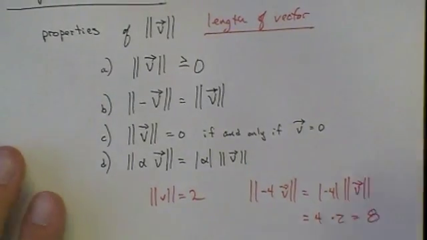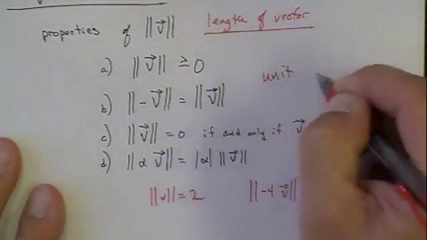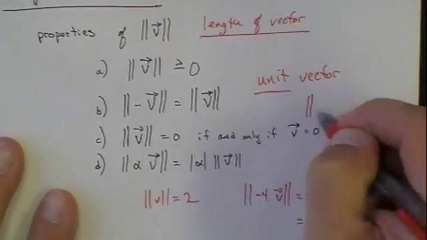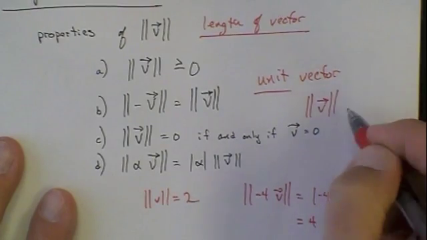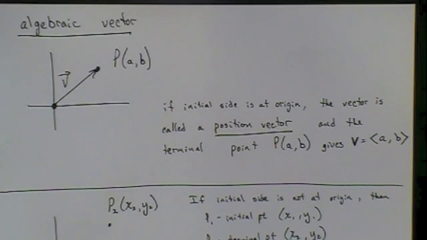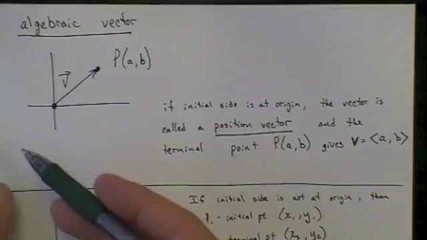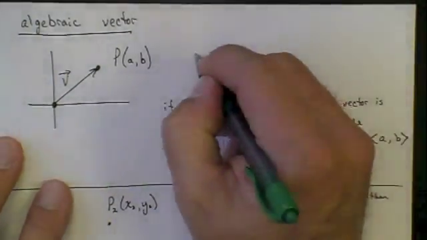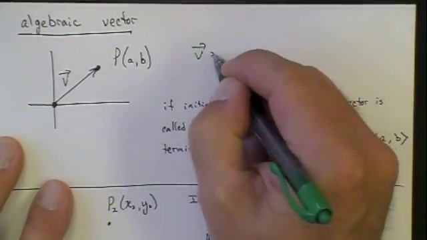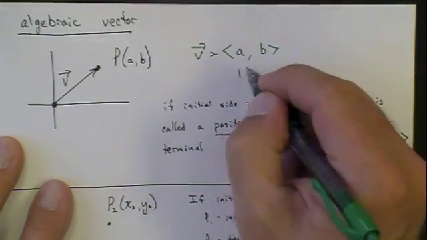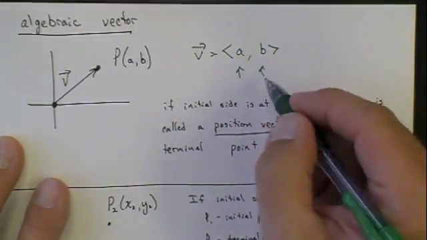Also, if we're referring to a unit vector, unit would imply then that the magnitude of that vector is equal to 1. If we have vector v and its initial point is at the origin and it goes to point P, then we would refer to this as a position vector, and our components for the vector would be those points A and B. So those would be our components of vector v.